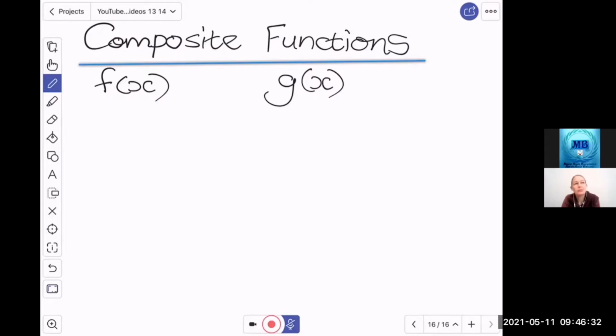So today we are going to have a look at composite functions. That is a topic that is usually covered in grade 11 or in the IGCSE Year 2 curriculum. So let's have a look at what is a composite function.